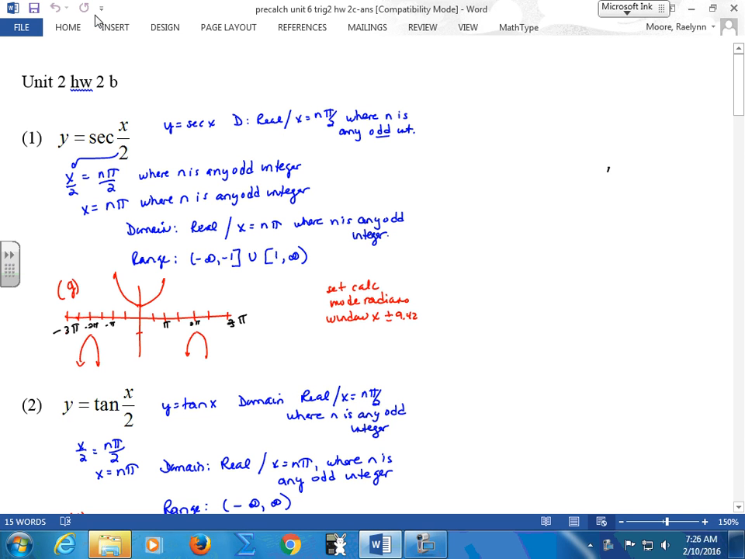All right, you tell me. Tell me if there's any problems. You started with your original. Secant originally is all real numbers except where x is equal to n pi over 2. And you must say it this way: except where x is equal to n pi over 2, where n is an odd integer.